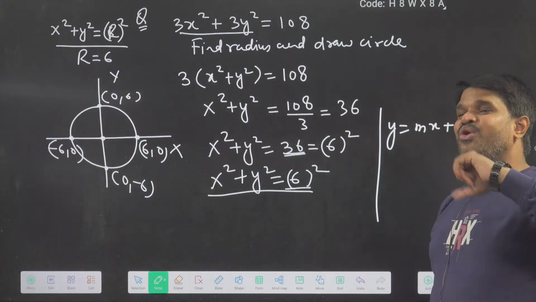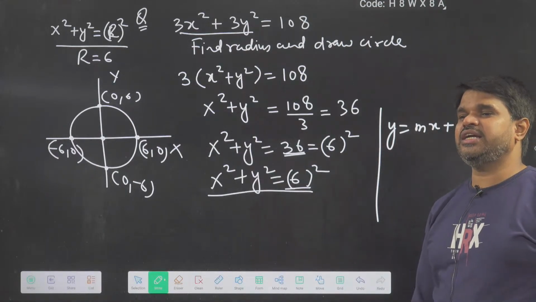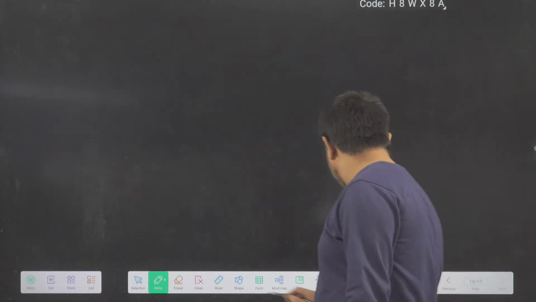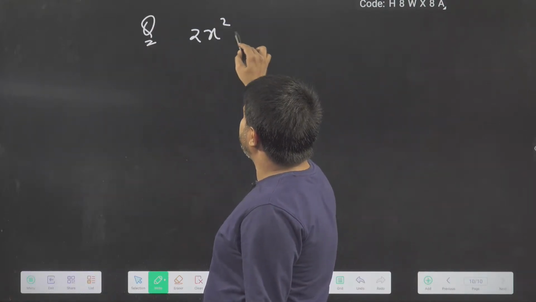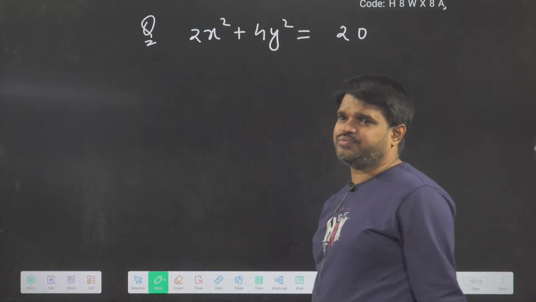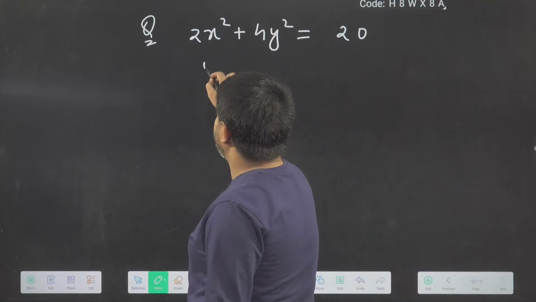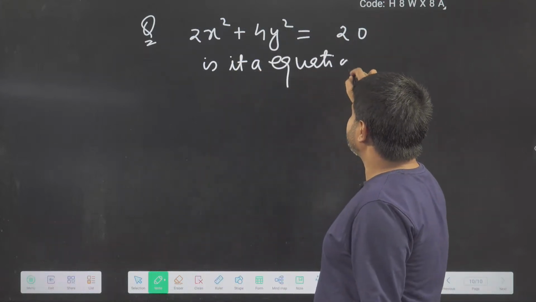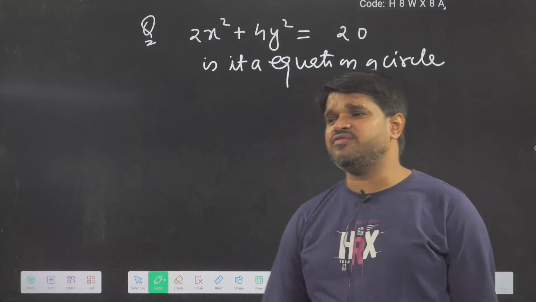Now, I am going to write one equation. You have to tell me whether it is a circle or not. Okay. So everyone see. The question is: 2x square plus 4y square equals 20. Is the given equation an equation of a circle?